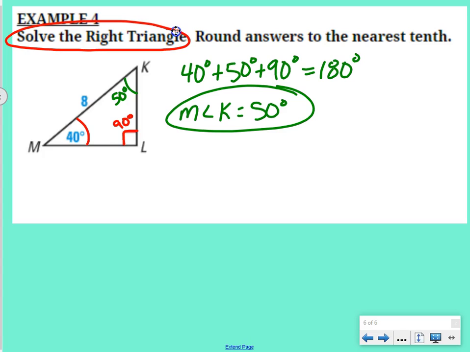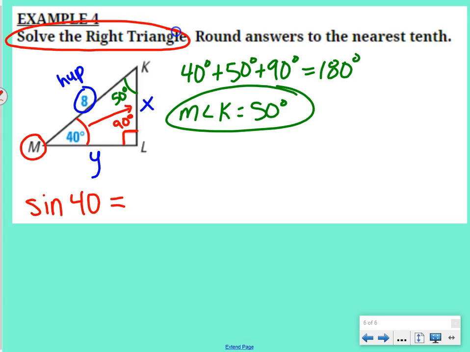That's the first piece. Now we know the hypotenuse of our triangle, and we want to determine KL. So I'm going to call that side X, and ML, I'm going to call that side Y. We want to solve for X and Y. So for these, we're going to just have to use regular sine and cosine functions. If we look at M, 40, the opposite side is X. So we can say that the sine of 40 equals the opposite side, X, over your hypotenuse, 8.